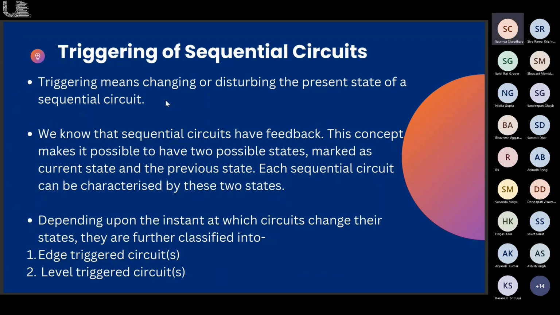So, triggering of the sequential circuit. Triggering means changing the present state of the sequential circuit, that is, changing the output based on some present inputs or the past outputs. We know sequential circuits have feedback. The concept makes it possible to have two possible states, marked as the current state and the previous state. Each sequential circuit can be characterized by these two states.